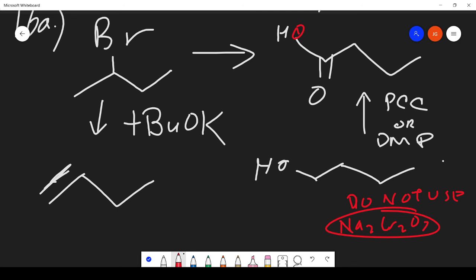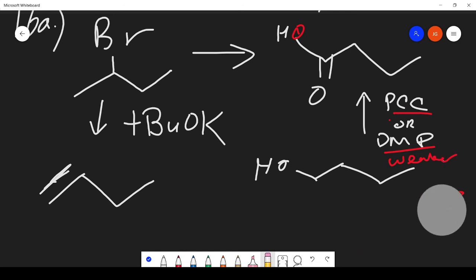So we want to use a weaker oxidizing agent. These are weaker. Okay? So that's why we use PCC or DMP. Okay, so now we have our first step, we have our last step. How can we get from this alkene to this alcohol?